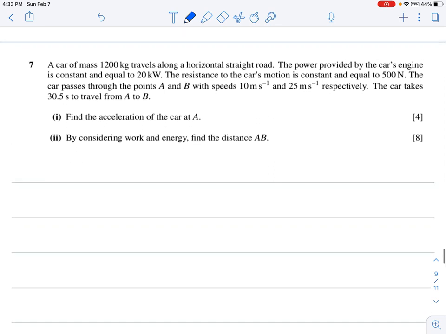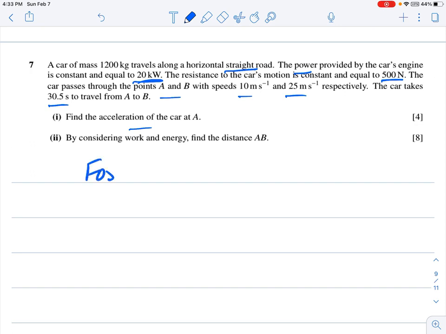Finally, question number 7. What is being asked? A car of mass 1200 kg travels along a horizontal straight road. The power provided by the car's engine is constant and is equal to 20 kilowatts. The resistance to the motion is 500 newtons. The car passes through points A and B with speeds of 10 and 25. The car takes 30.5 seconds. Find the acceleration.